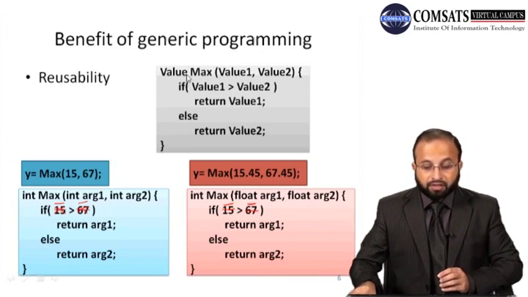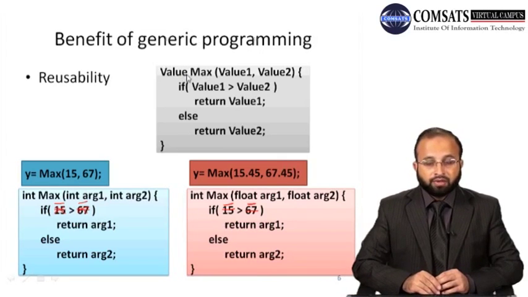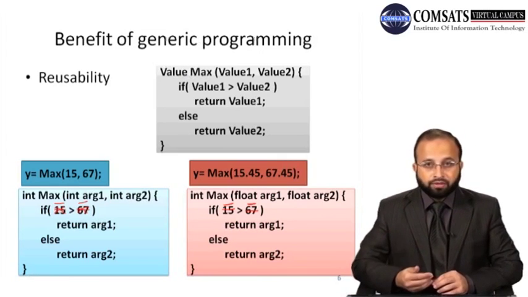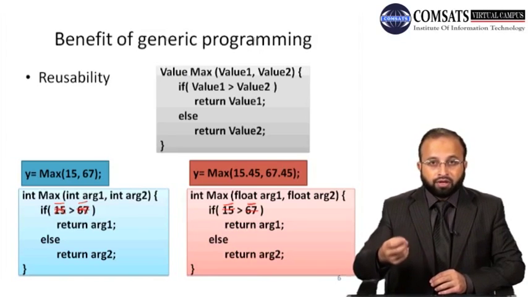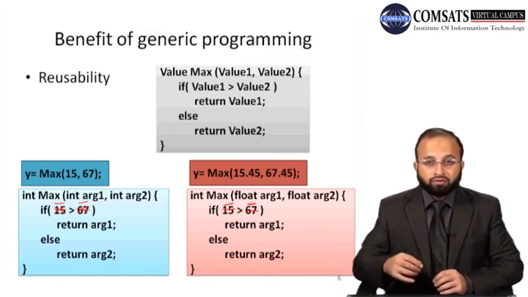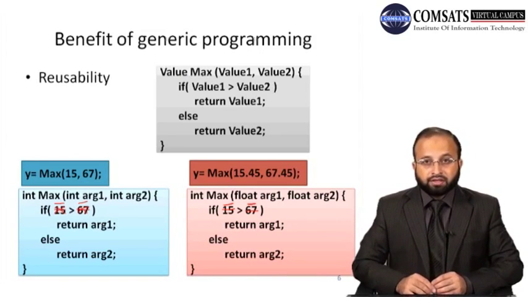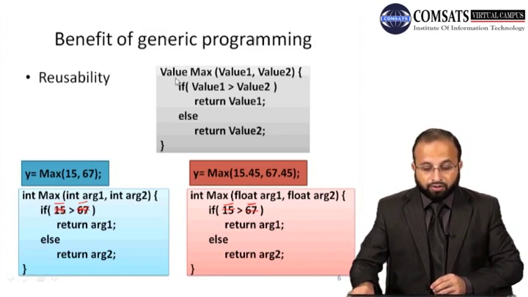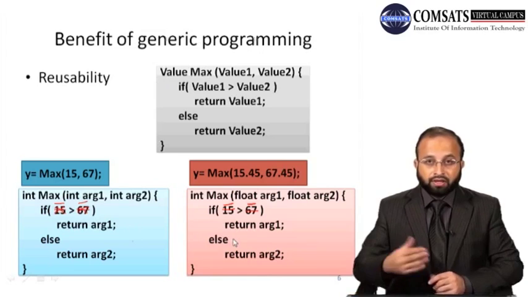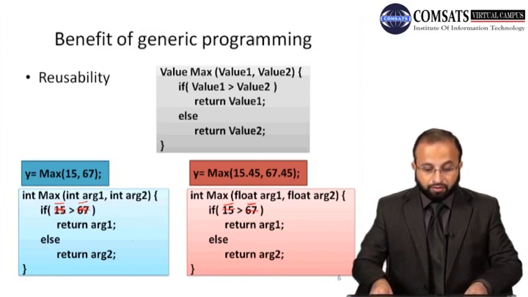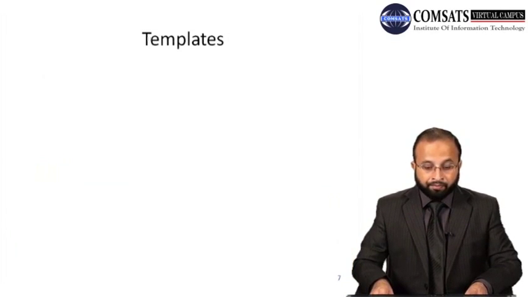If you don't have this facility of generic programming in C++, you have to create 5 different copies of that function with int, float, double, long and character type. And if you want to change the algorithm, you have to change it in 5 different places, right? Here you just have to change the generic version of this algorithm or function, and at run time it will automatically change for int or float by itself. Okay? So that is the major benefit, reusability, of using generic programming.